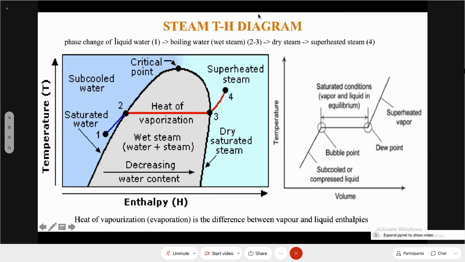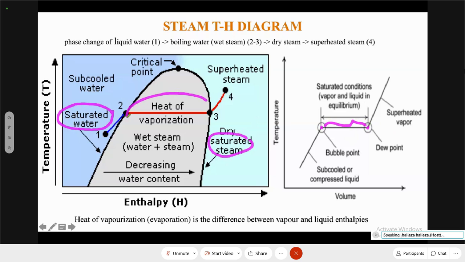This is the value of your enthalpy versus temperature. If you look at this, you have two parts to the diagram. This part is saturated water. And over here you have saturated steam. And in between, you will have a mixture of liquid and vapor.